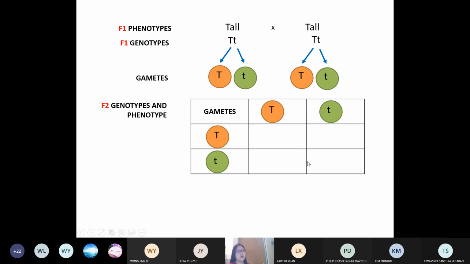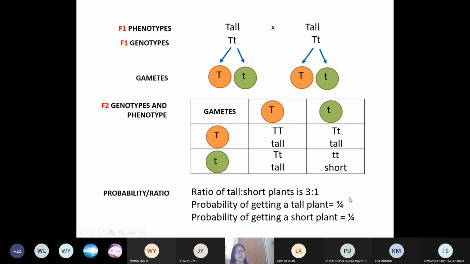It's fine. And you realize that this is big T, this is big T, small t, and they're all tall. The last one is small t, which is short. So the probability ratio is 3 to 1. Ratio of tall to short plants is 3 to 1. Probability of getting a tall plant is 3 over 4. 4 is actually 3 plus 1. And probability of getting a short plant is 1 over 4.